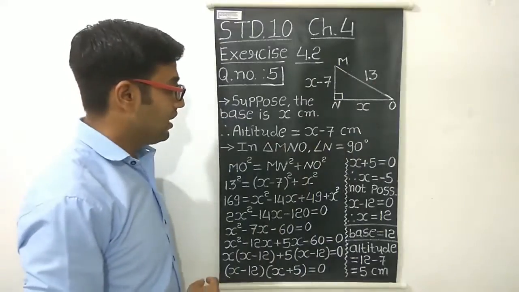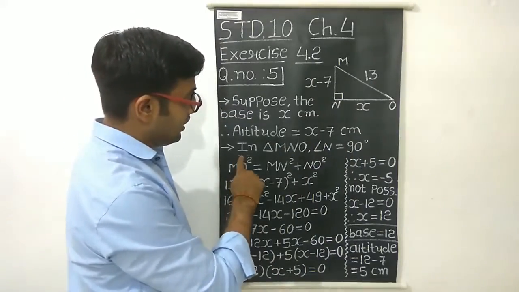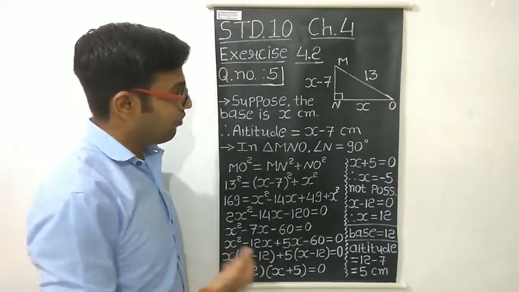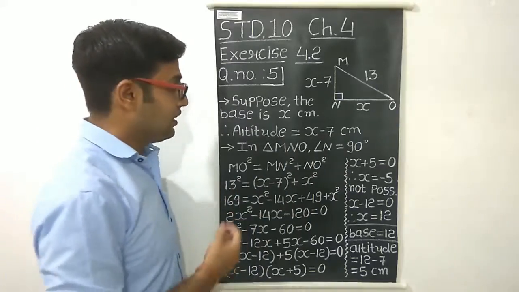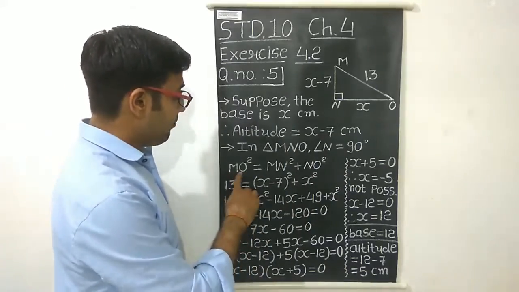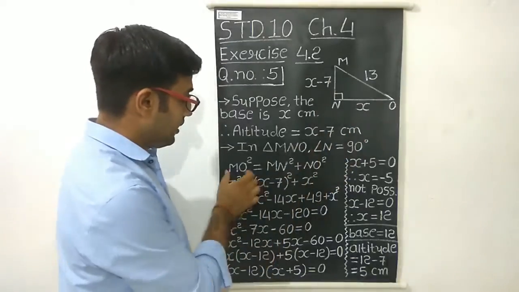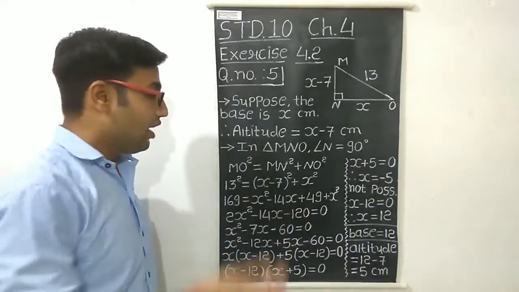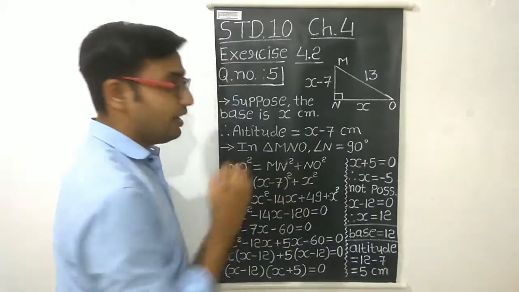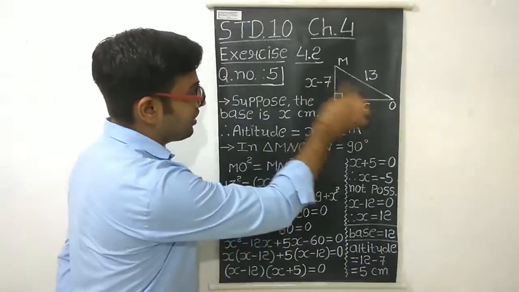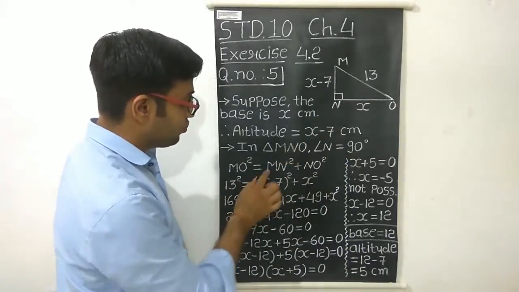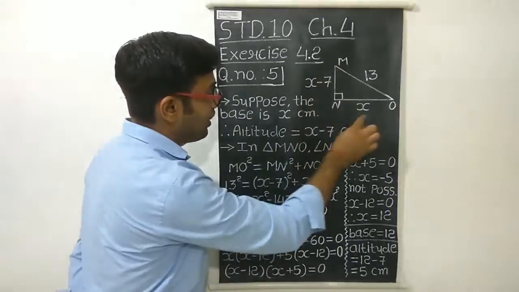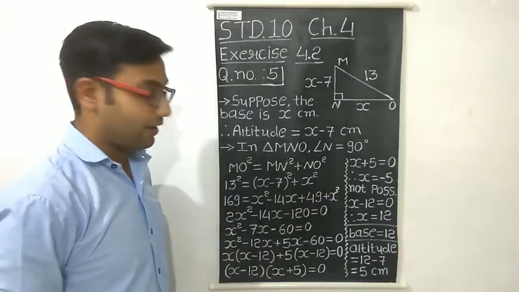According to this, in triangle MNO, angle N is 90 degrees, so we can use the Pythagoras rule. Now we have all the three sides. According to the Pythagoras rule, MO, that is the hypotenuse, squared is equal to MN squared plus NO squared. Now put down the values of MO, MN and NO. MO is 13, so 13 squared is equal to MN, which is x minus 7, squared, plus NO, which is x, so x squared.